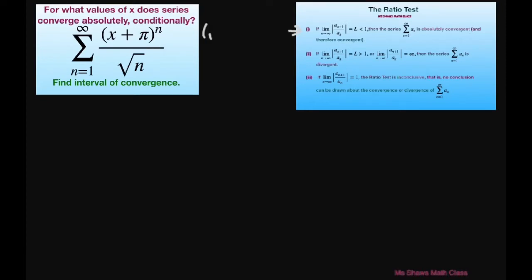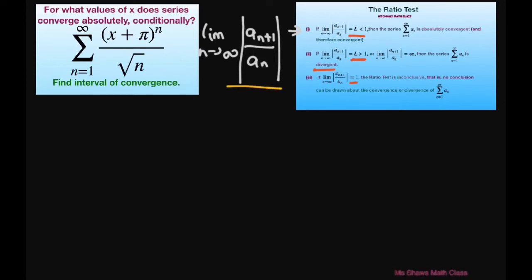We have the limit as n approaches infinity of the absolute value of a sub n plus 1 divided by a sub n. Now, if it's less than 1, it's going to be absolutely convergent. If our limit is greater than 1, it's going to be divergent. If it equals 1, then it's inconclusive and we would have to use a different test. So let's go ahead and fill this in.